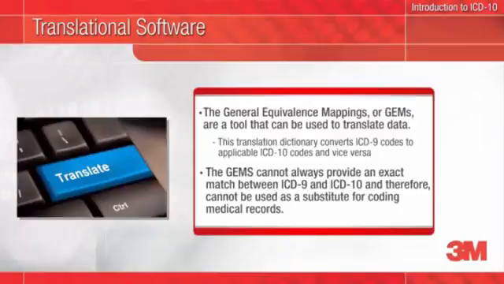The GEMS were designed to be a translation dictionary of sorts to convert ICD-9 codes to applicable ICD-10 codes and vice versa. GEMS are intended for use, for example, by a hospital to convert historical data to ICD-10 for the purpose of comparison and trending of data over time.